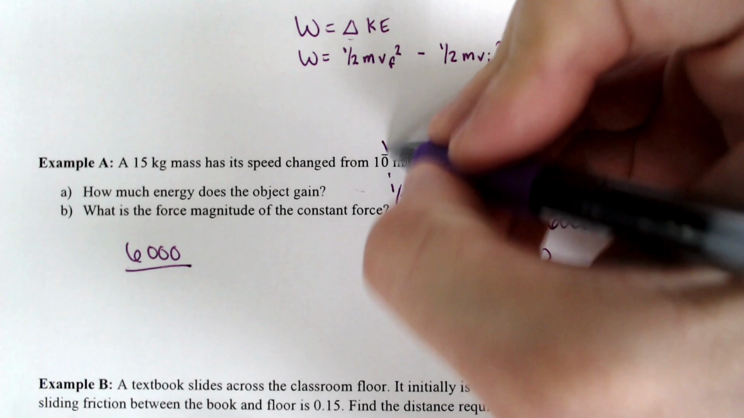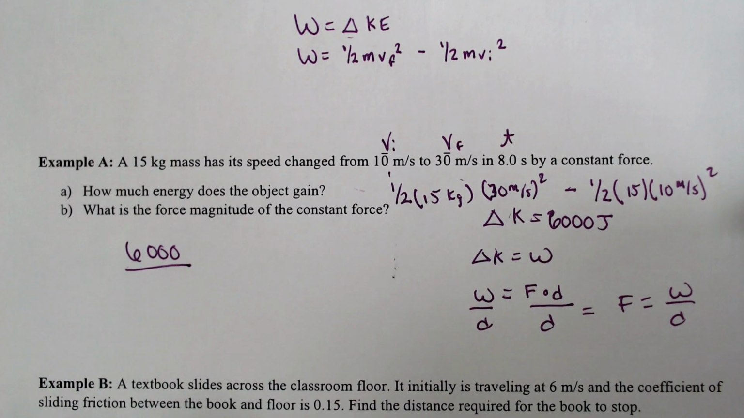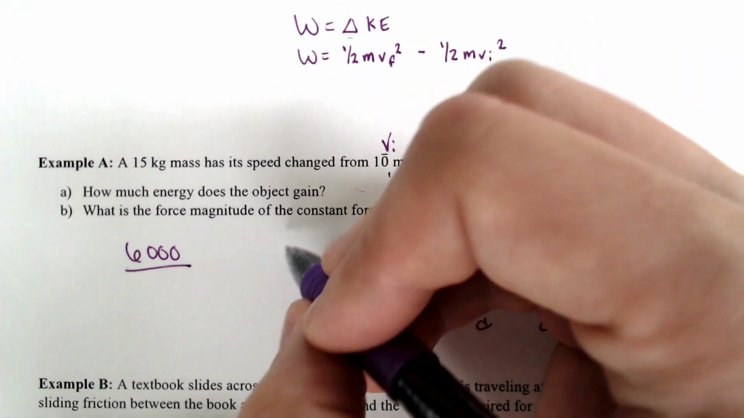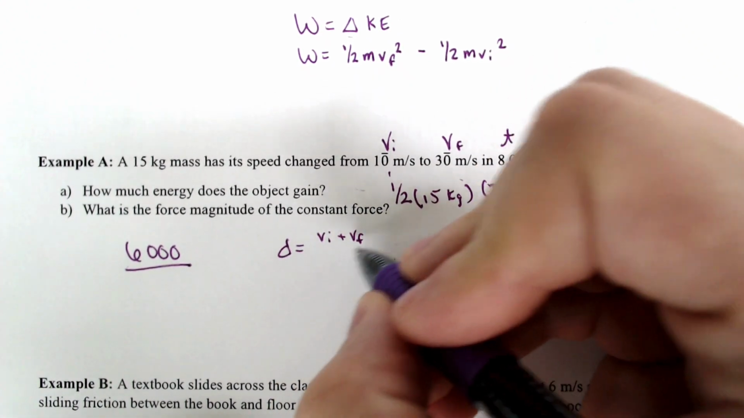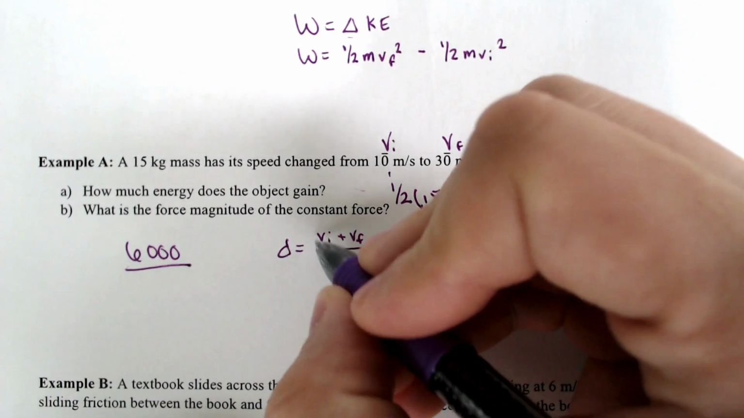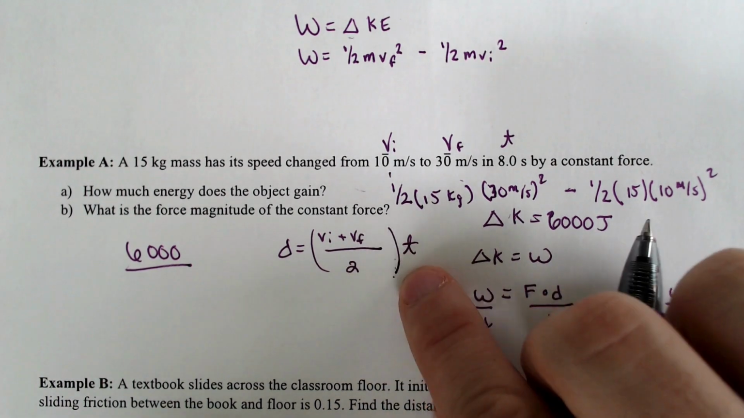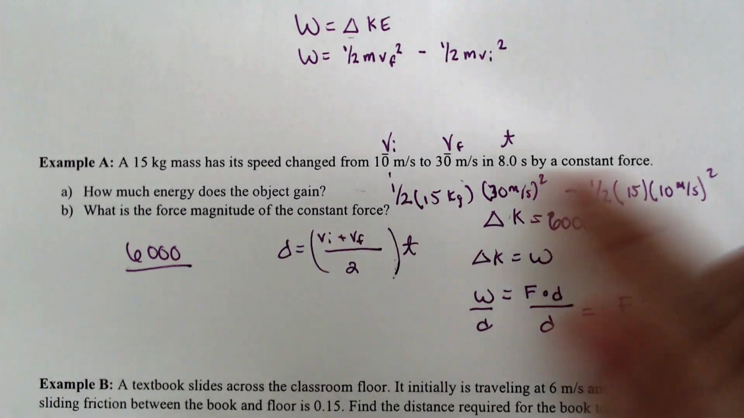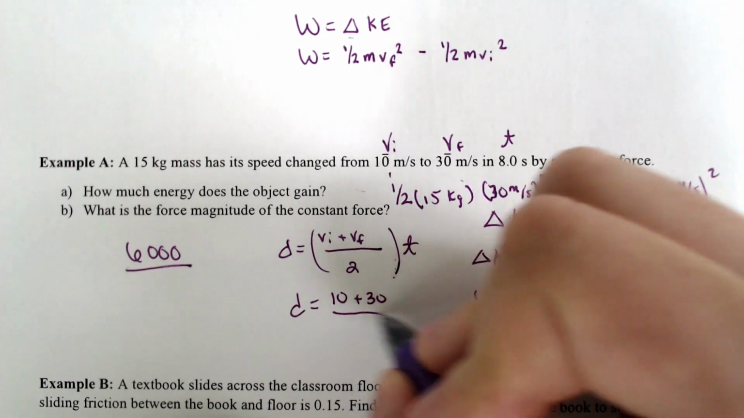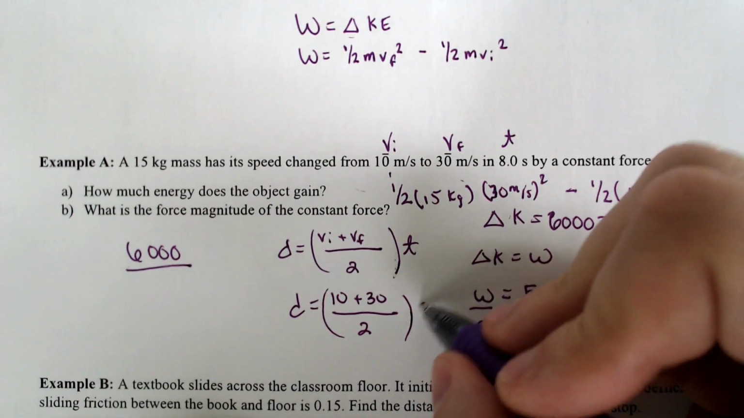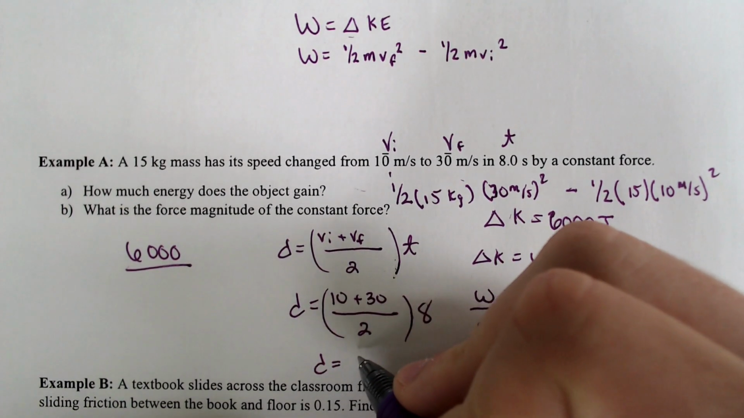Well, that requires even more work because we don't know the distance yet. We know our initial velocity, we know our final velocity, and we have our time. So we have to use, yet again, another kinematic formula. Our kinematic formula this time would be D is equal to (VI plus VF) divided by 2, times time. So you essentially average the velocities, add them together, divide by 2 and multiply by time. So D is equal to (10 plus 30) divided by 2, times our time of 8, and we get 40 divided by 2, which is 20, times 8 gives us a distance of 160 meters.